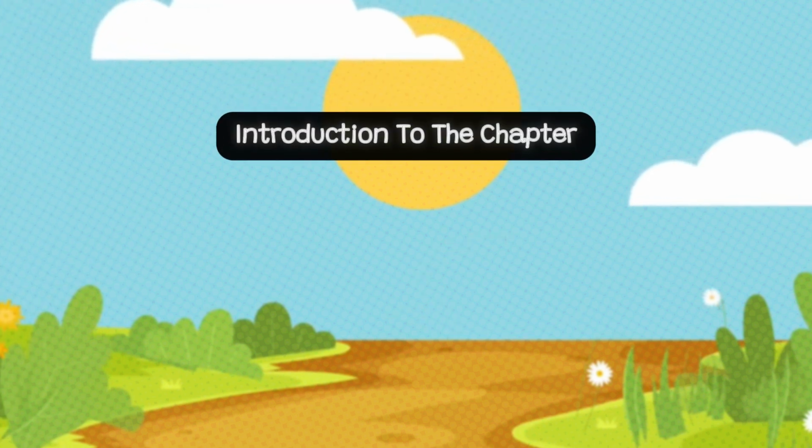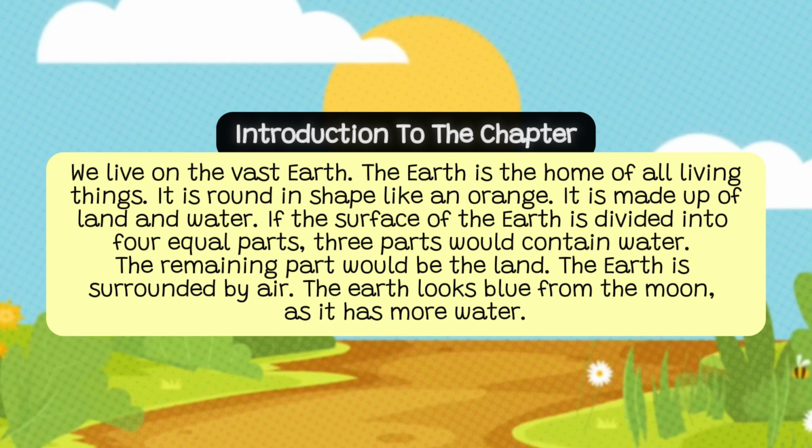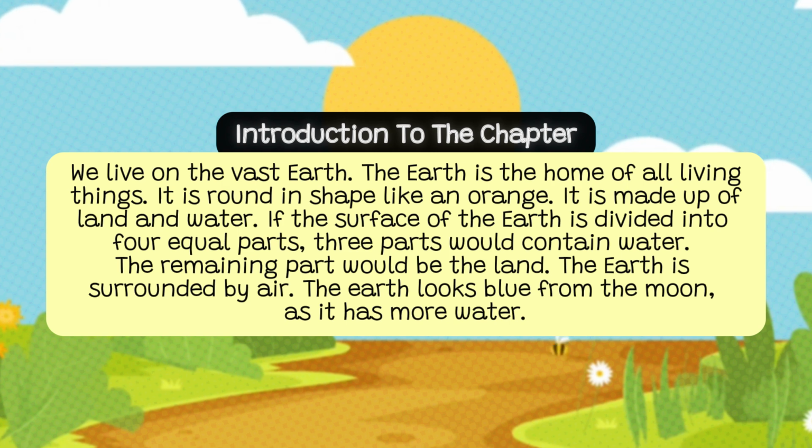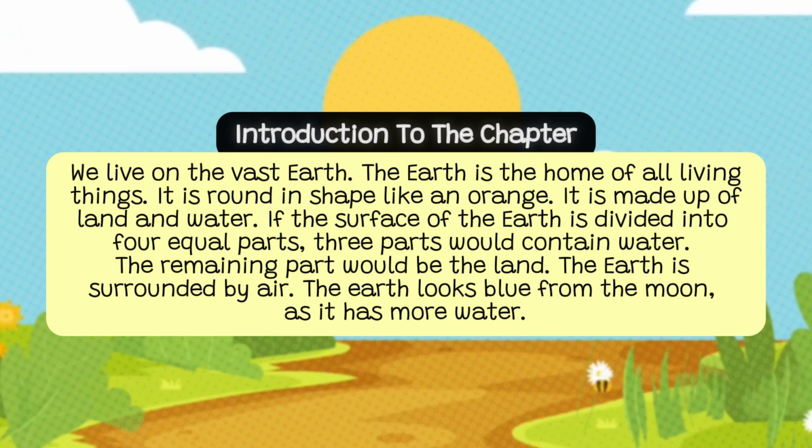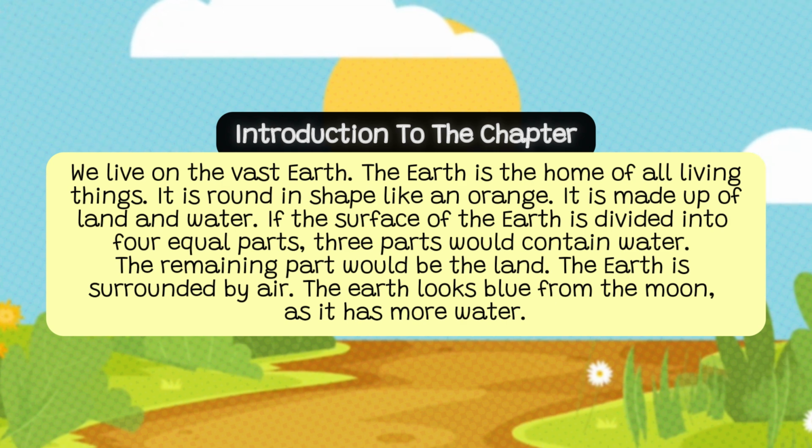Introduction to the chapter. We live on the vast Earth. The Earth is the home of all living things. It is round in shape like an orange. It is made up of land and water.